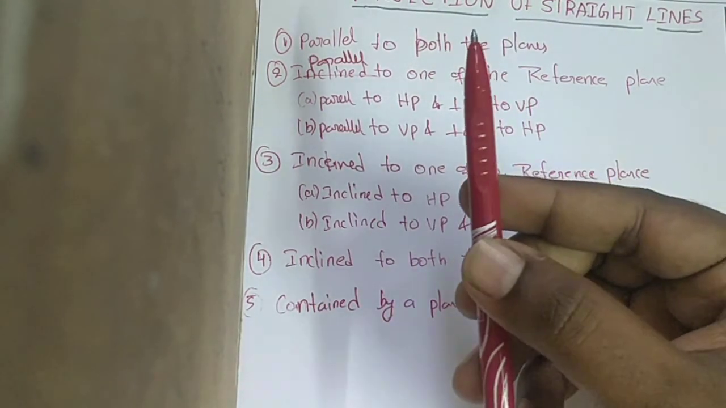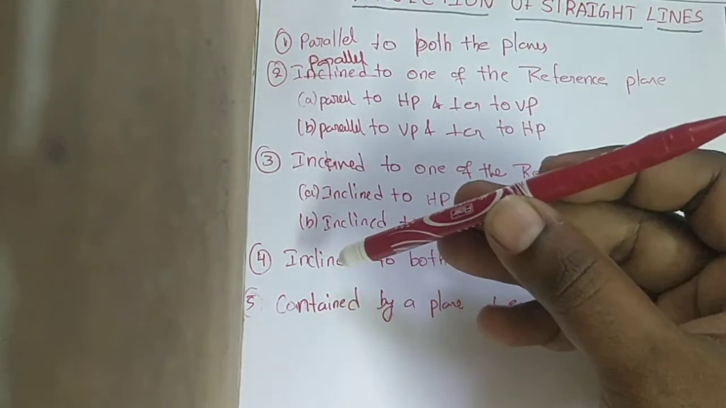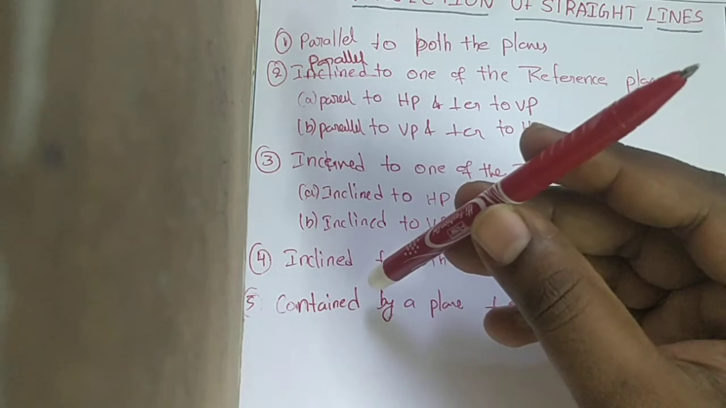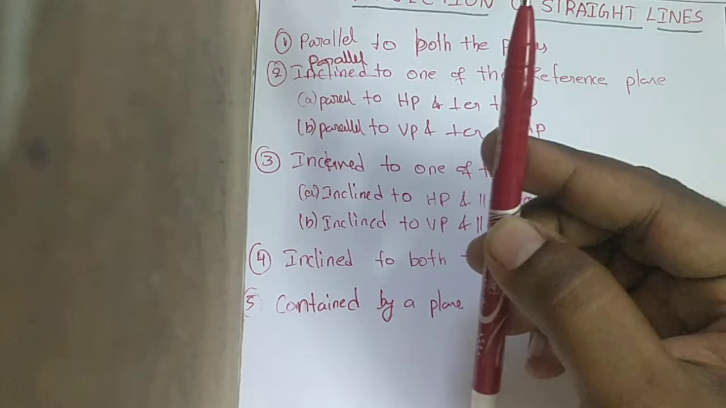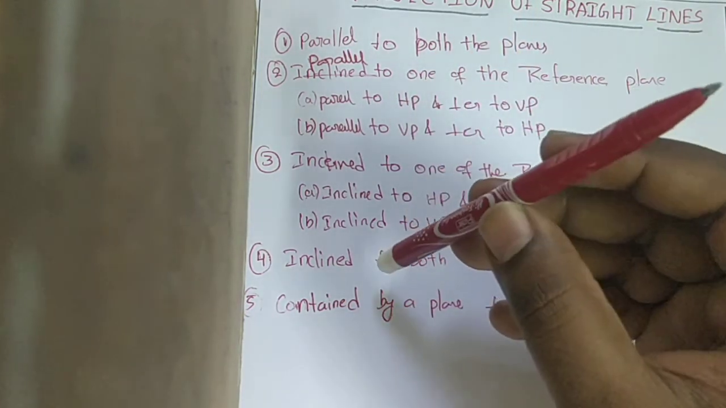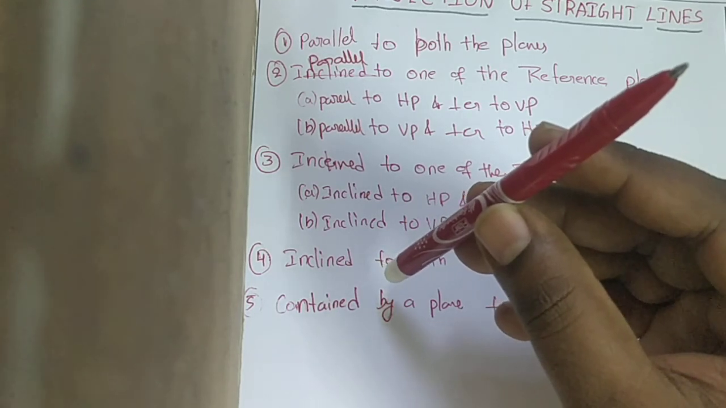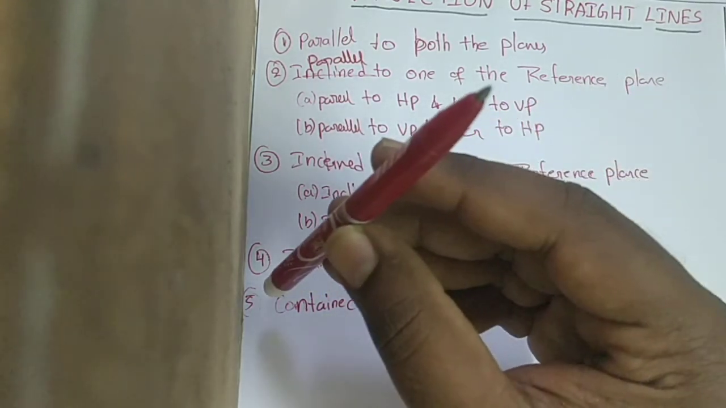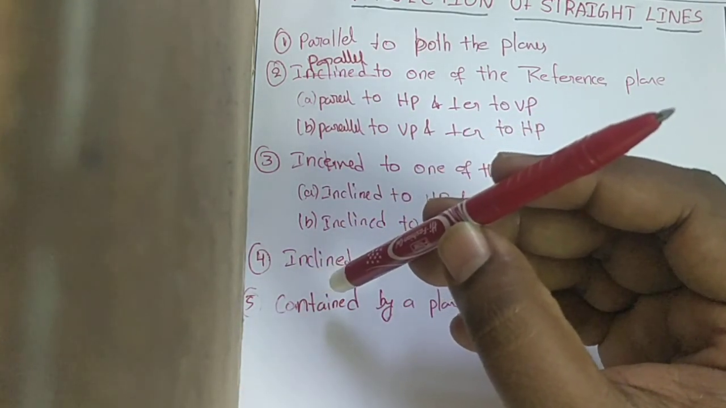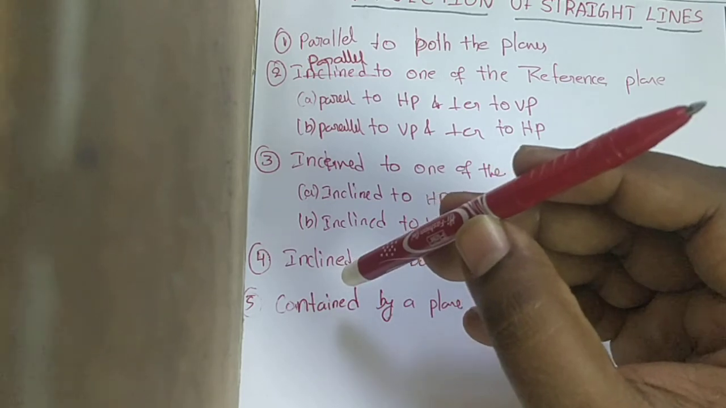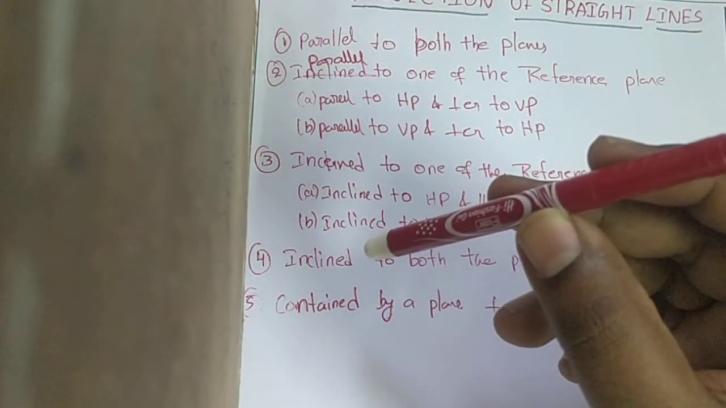This object is on another plane. It is placed on a plane. Suppose you place this object like this, the plane is 90 degrees to both of the reference planes. Suppose you place this object at some angle, in front view you will get a straight line and in top view you will get a straight line. So this condition is known as perpendicular to both the planes.